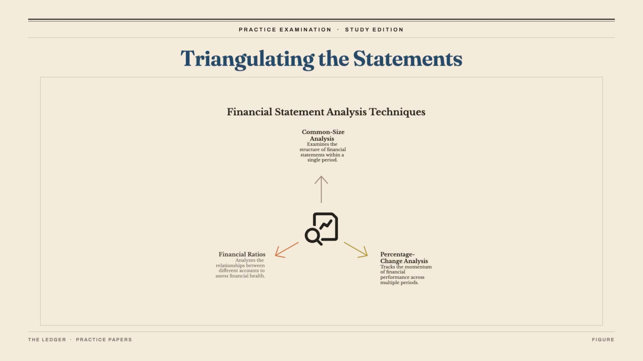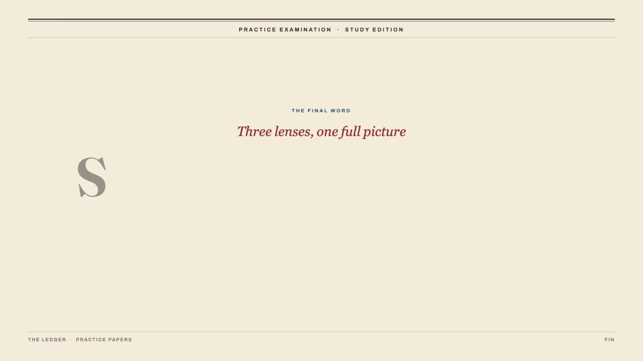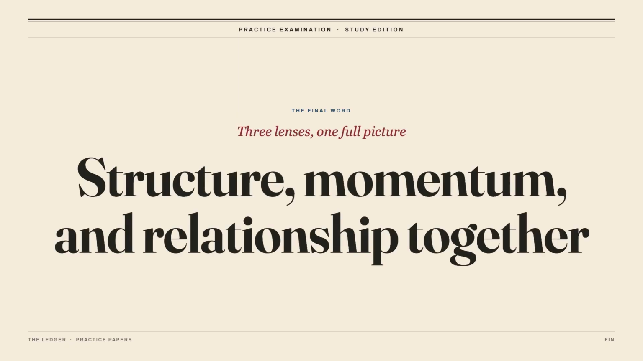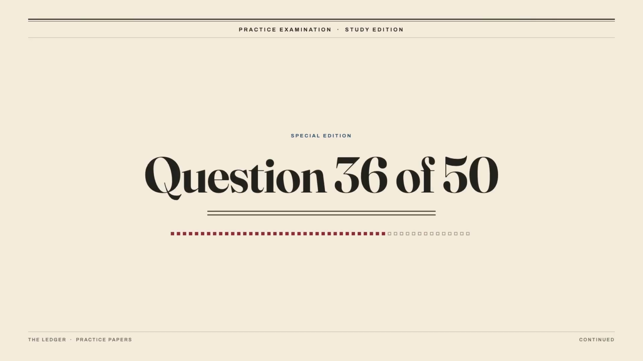The reliable mapping is fixed. Common size maps to structure, percentage change maps to momentum, and ratios map to relationships between accounts. Swapping those assignments means the wires have crossed. Step 4's power comes from triangulation: 3 tools trained on the same data, each compensating for the other's blind spots. That is the only way to build the full diagnostic picture the step is meant to produce.